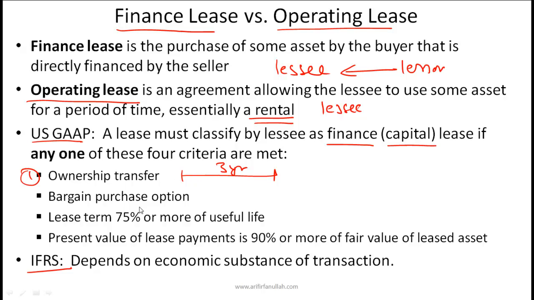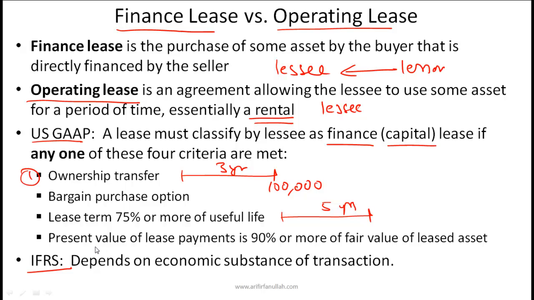If there is a bargain purchase option, so say we have a $5 million machine, and at the end of 3 years the machine can be bought by the lessee for 100,000, so that would be a bargain purchase option. Lease term 25% or more of useful life. So if a machine has a useful life of 5 years and the lessee is using it say for 4 years, then again this would be classified as a finance lease.